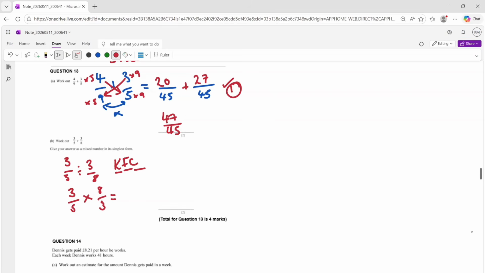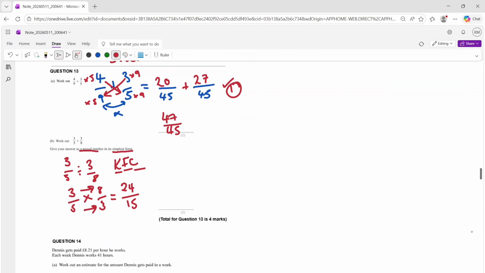So now I'm going to multiply across. When I multiply, I just multiply across here. 3 times 8 is 24. And 5 times 3 is 15. Now, if I leave my answer like this for this one, I won't get 2 marks because it says give your answer as a mixed number in its simplest form.